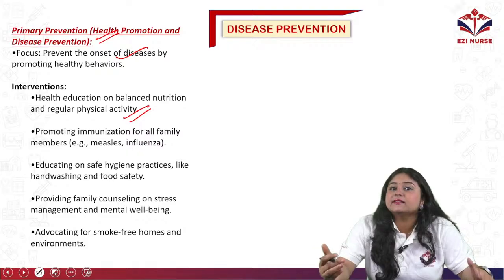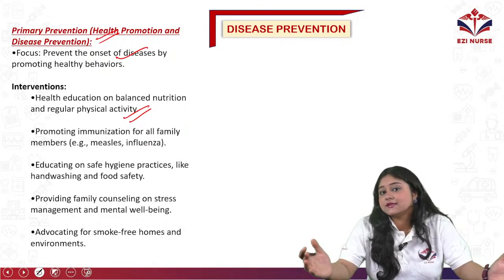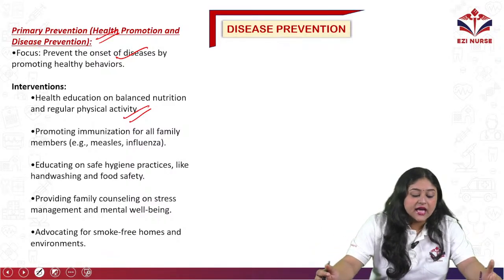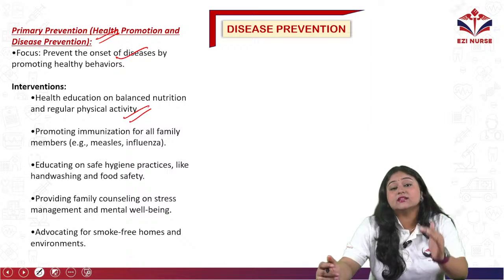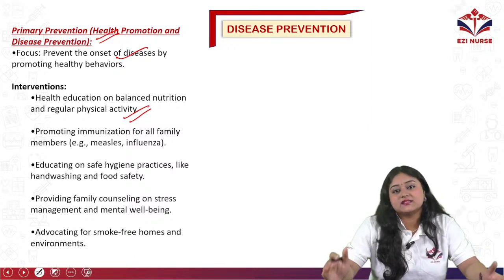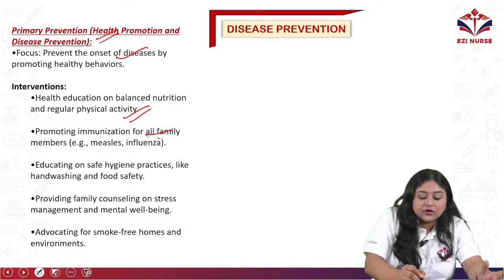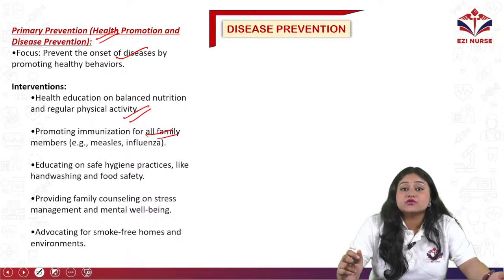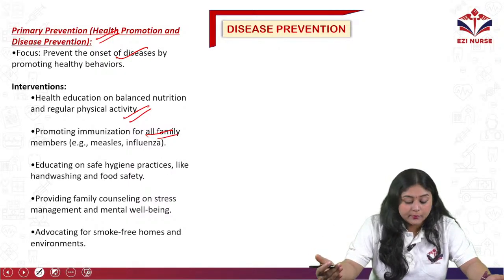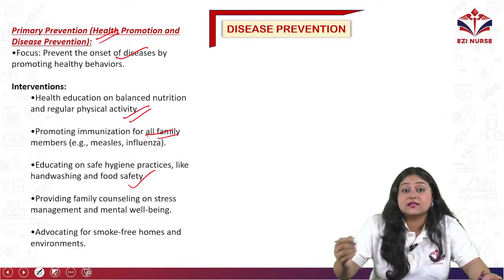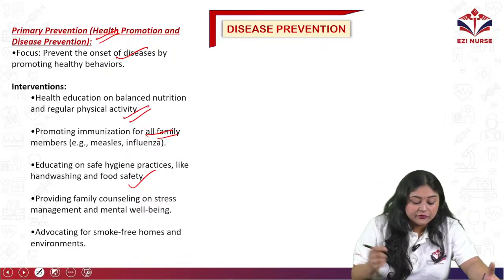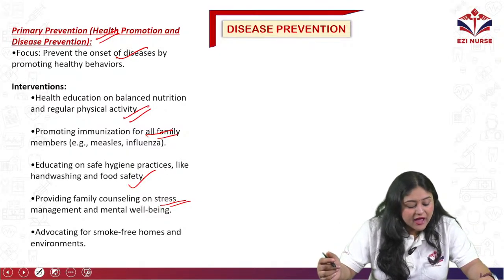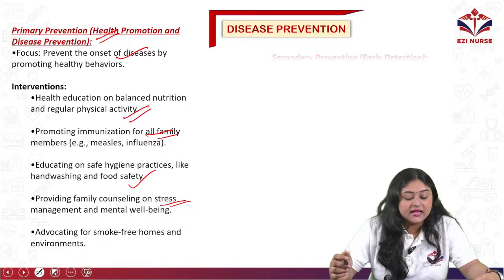So if our gut health and intestinal or gastrointestinal system is healthy, obviously the other systems are going to be healthy. Okay, so that's why we have to mainly focus on health education regarding balanced nutrition. Next is promoting immunization for all the family members, for example measles. Next, we have to educate the family members on self-hygiene practices like hand washing as well as food safety. Next, we have to provide family counseling on stress management and mental well-being. Next, we have to advocate for smoke-free homes and environment.